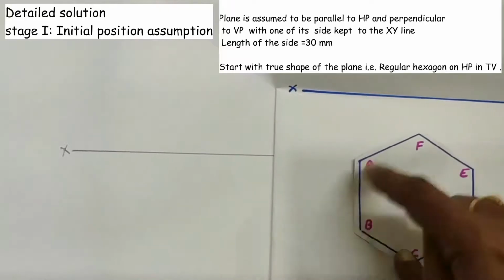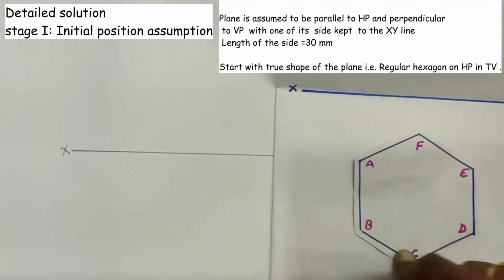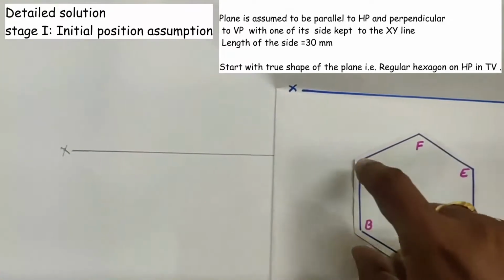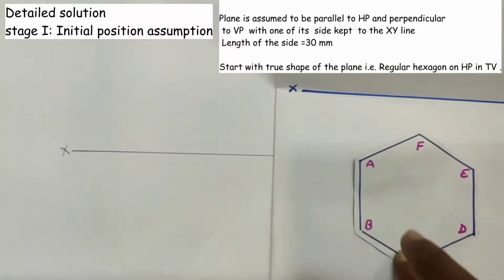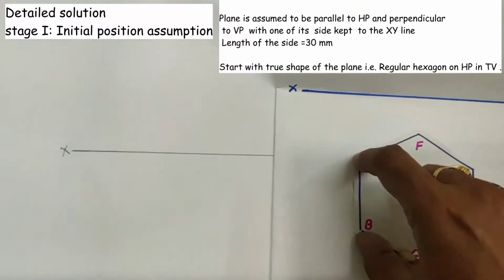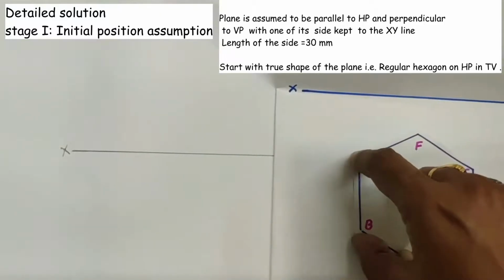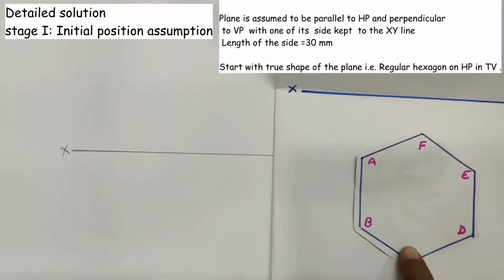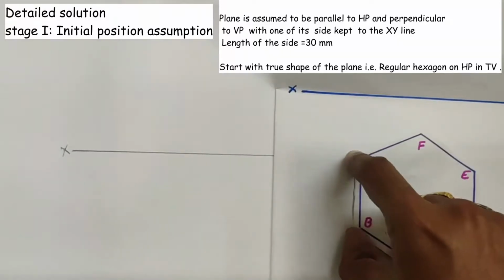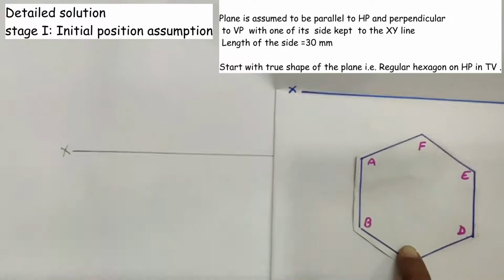The true shape of this hexagonal plane is visible in the top view. Here the true shape of the plane is a regular hexagon. Here the side length of the hexagonal plane is 30 mm. While drawing the true shape of the plane on the horizontal plane, we will keep the side AB perpendicular to the XY line. The AB side length is equal to 30 mm. With this AB side length of 30 mm, we will construct the regular hexagon on the horizontal plane.